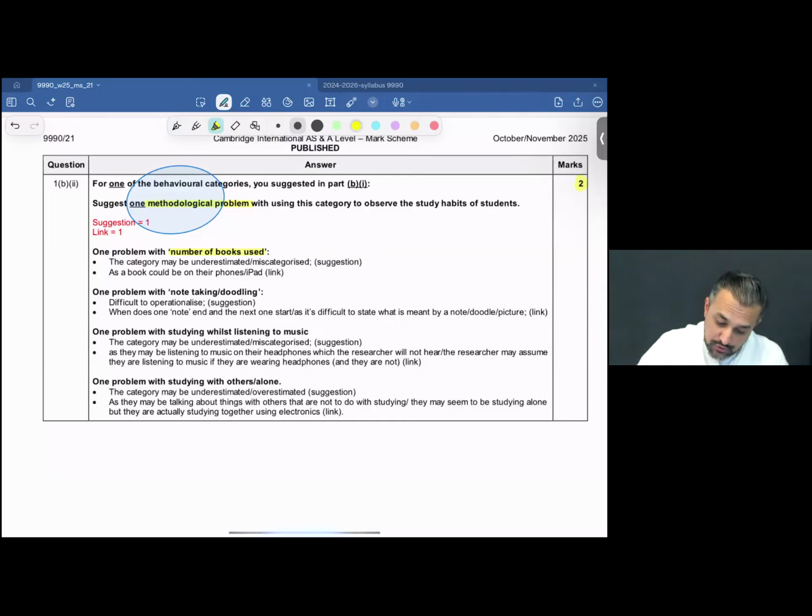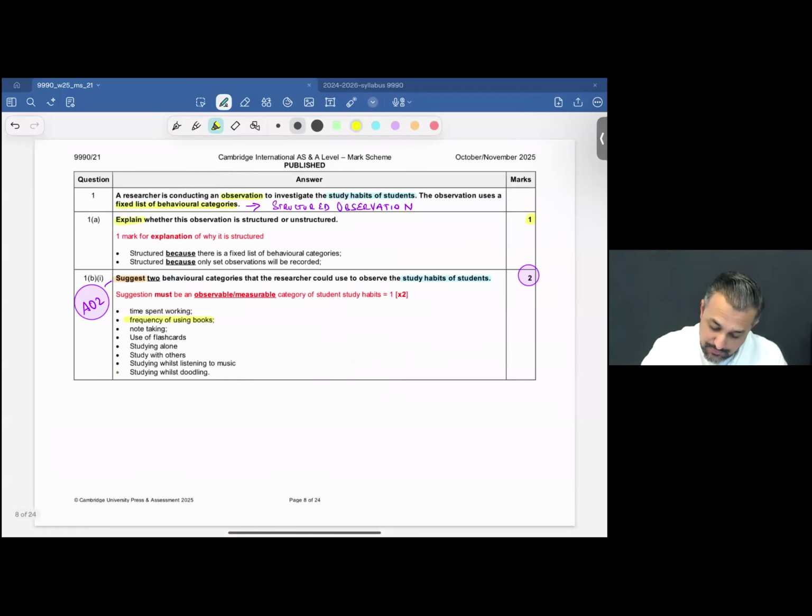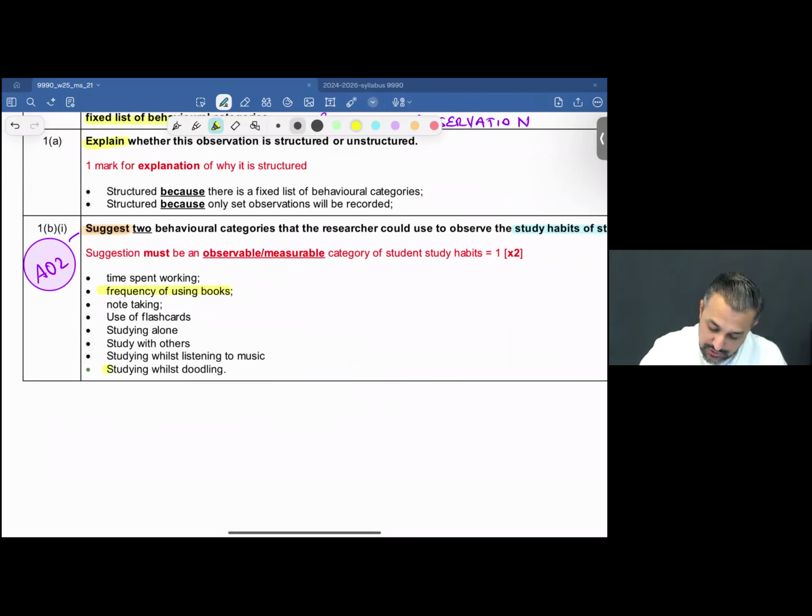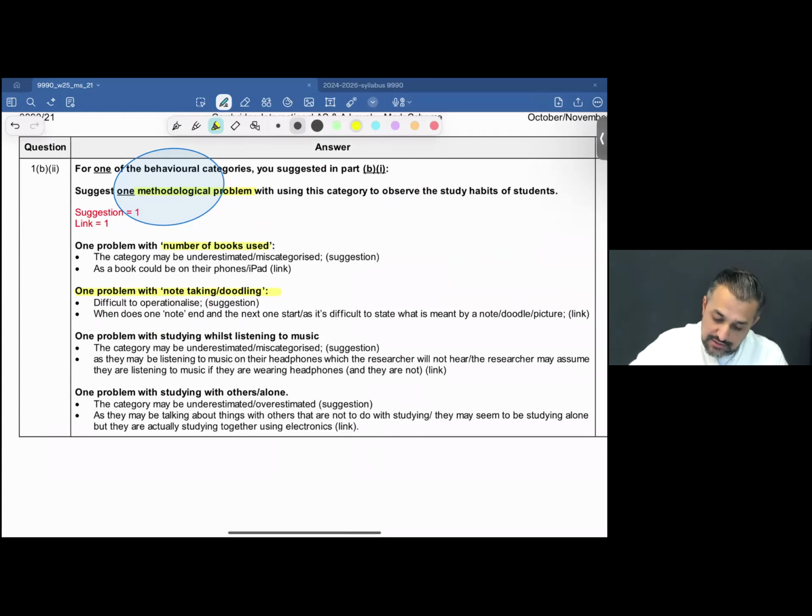The next one, problem with note taking or doodling. This is the second part, note taking or doodling, this or this. You could write, this is difficult to operationalize. How would you operationalize? If someone's taking notes, you'd have to come up with a criteria.